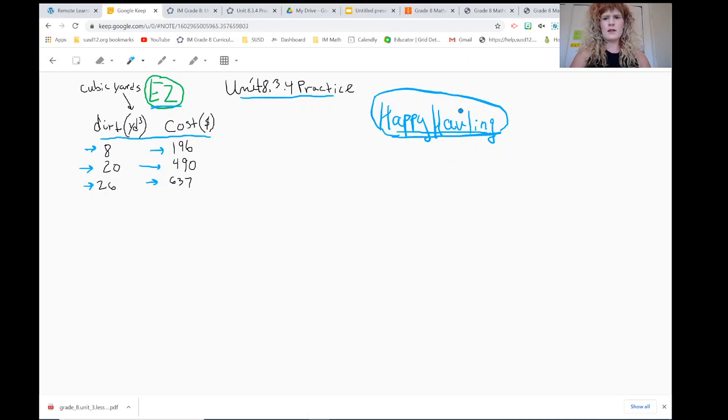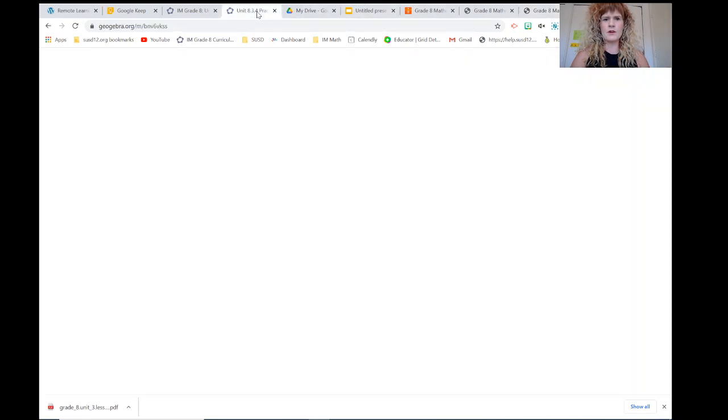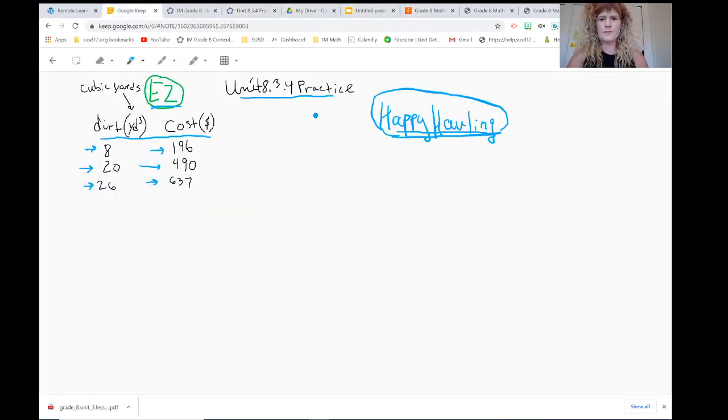Now for Happy Hauling, they showed us a graph. And the graph only went up to 6 cubic yards of dirt. There it is. Let's just get some numbers from the graph. 2 cubic yards of dirt costs $50. 1 cubic yard of dirt costs $25. Please write that in your notes. So for cubic yards of dirt, not squared, 1 cubic yard costs $25. 2 cubic yards cost $50. Now you have your information ready.